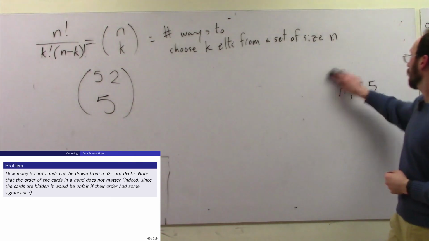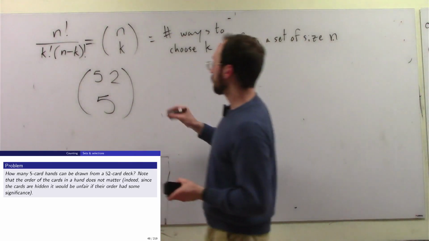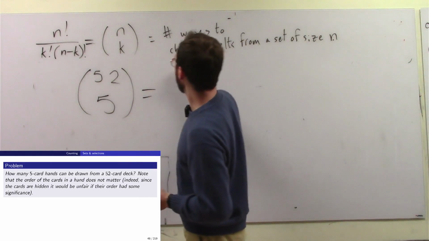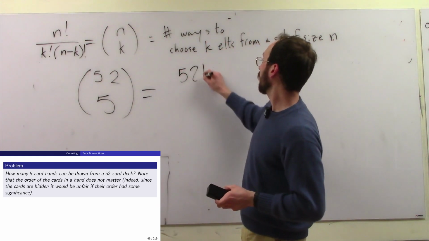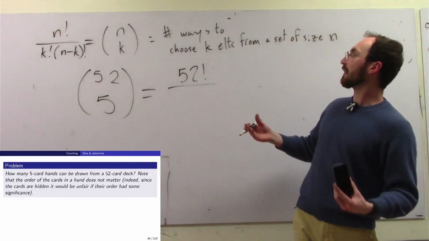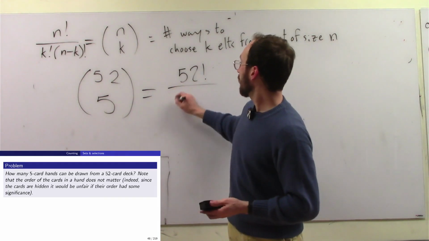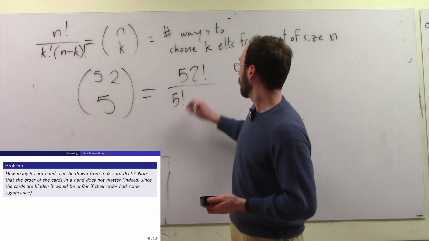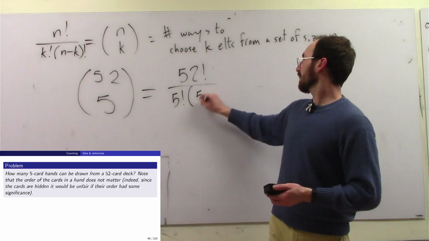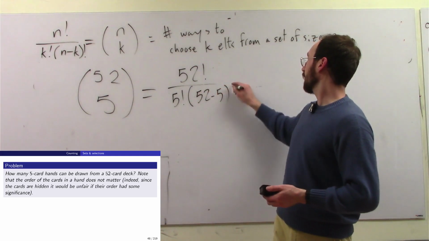thing right here. What does 52 choose 5 actually equal? Let's first write it out like so. It's 52 factorial divided by 5 factorial times 52 minus 5 factorial.